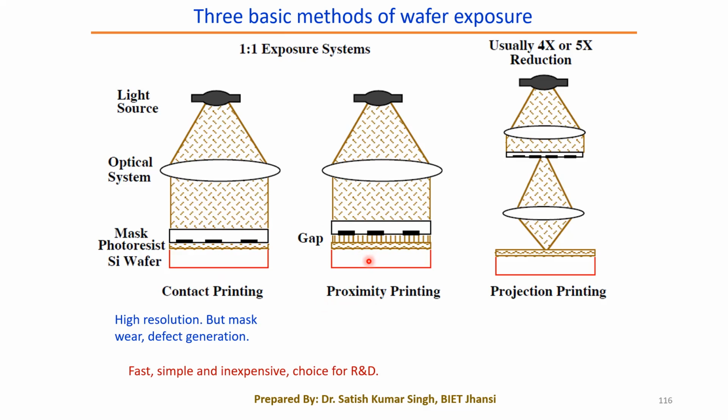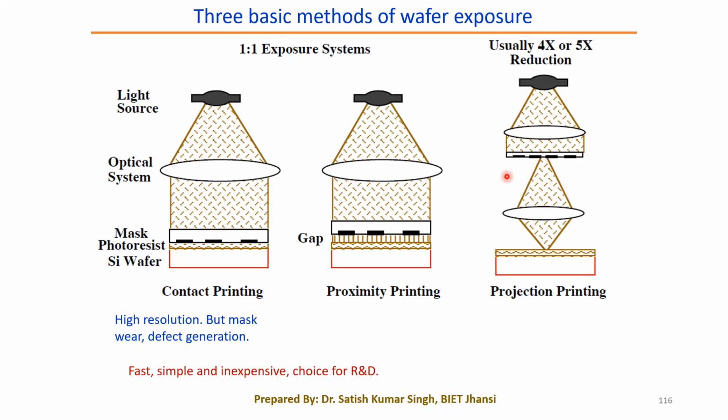Okay, so most of the time we are using this system. Usually a 4x or 5x reduction is done, which is called projection printing. This technique is used most of the time. If you look at the IC industry, all the IC industries nowadays are using projection printing. In projection printing, we fabricate a mask whose feature size is 4 times or 5 times larger than the actual size.